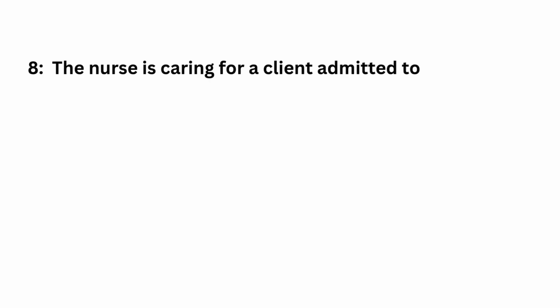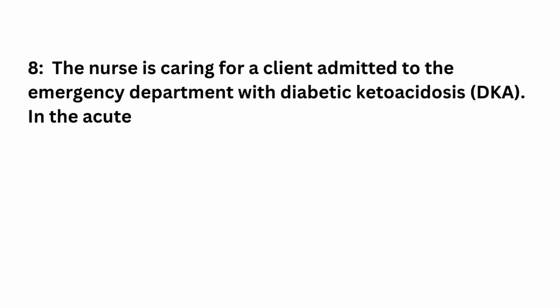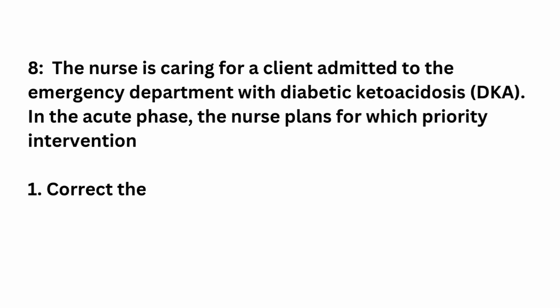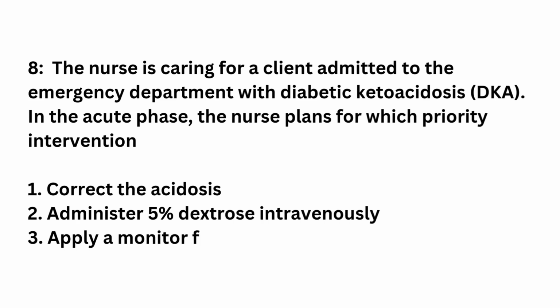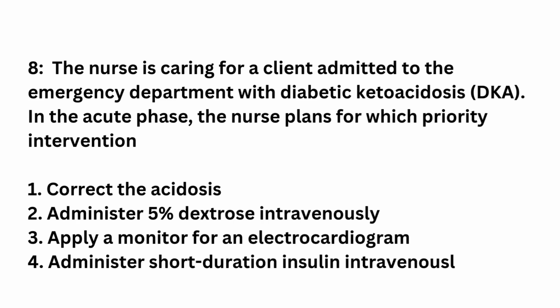The nurse is caring for a client admitted to the emergency department with diabetic ketoacidosis, DKA. In the acute phase, the nurse plans for which priority intervention? 1. Correct the acidosis. 2. Administer 5% dextrose intravenously. 3. Apply a monitor for an electrocardiogram. 4. Administer short-duration insulin intravenously.